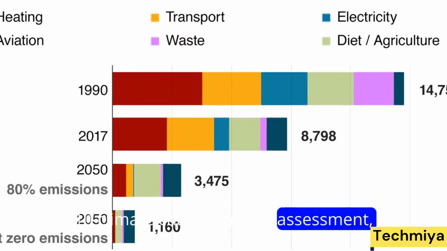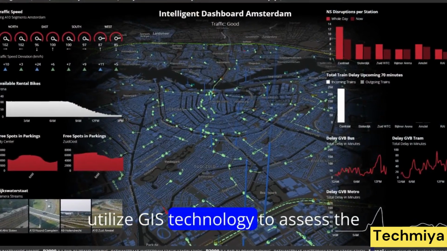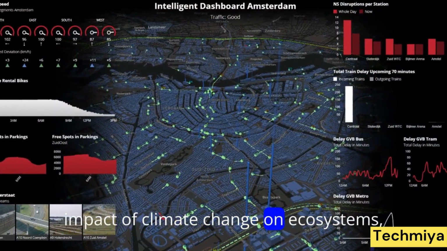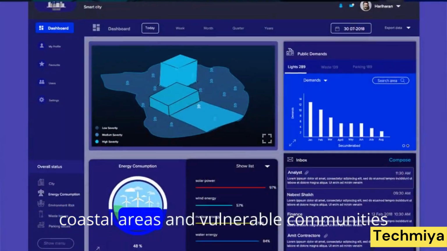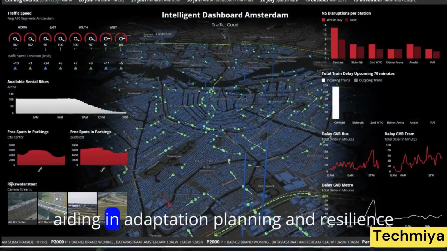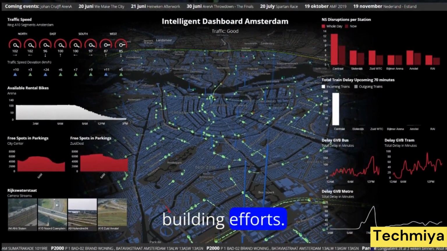10. Climate Change Impact Assessment. Utilize GIS technology to assess the impact of climate change on ecosystems, coastal areas, and vulnerable communities, aiding in adaptation planning and resilience building efforts.